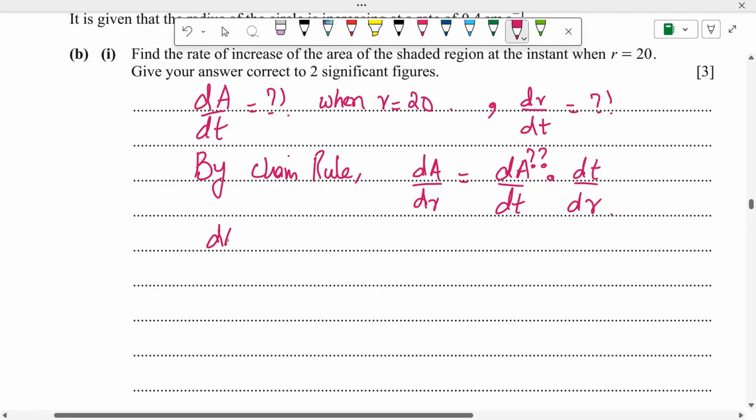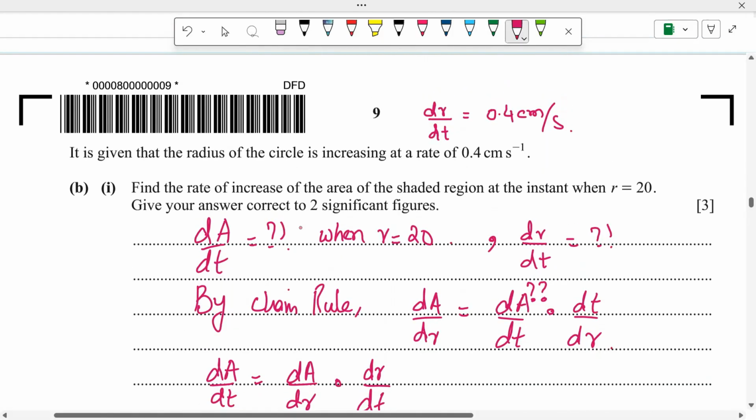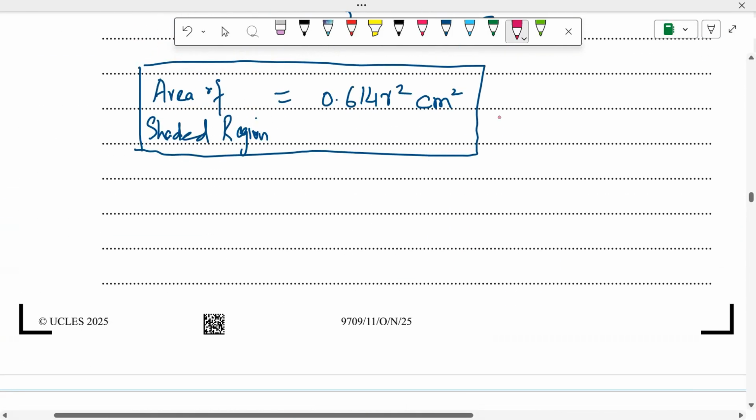So it will become derivative of area with respect to time is equal to derivative of A with respect to radius times dr, derivative of radius with respect to time. So you can see that when dr cancels, we will get dA over dt, which is equal to the left hand side. We already have the area information. This one is area. And we need to find the derivative of this shaded region with respect to r.